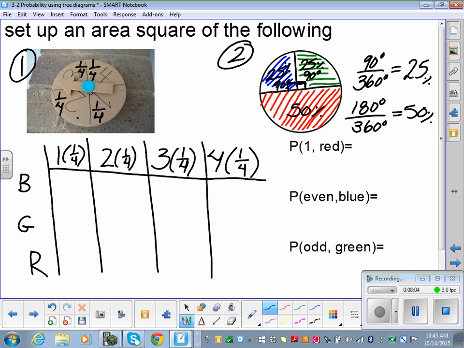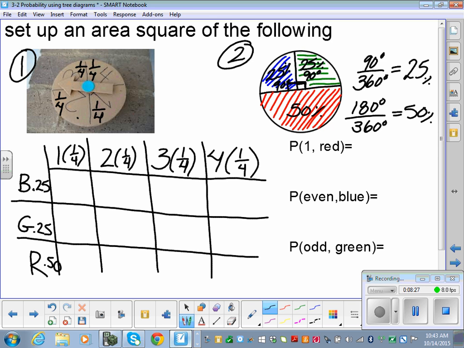So then I'm going to list the probabilities. On blue, there's a 25, so 0.25. I'm going to write it as a decimal so that when I calculate it, it's just correct. So there's a 25% chance of landing on blue. On green, there's a 0.25 chance, and on red, there's a 0.50, 50% chance. Then I draw in my little lines. Are we all okay?